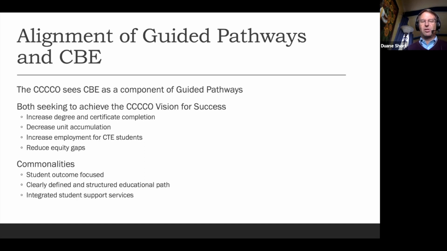Both of these are focused mainly on student outcomes: how can we help students get to where they're trying to get? That's the clearly defined and structured educational path. How do we help them achieve their outcomes, whether that's an educational goal or a career preparation goal? And there's the idea of integrating student support services with instruction as a student proceeds through their path. Instead of having these are your classes and these are some services you can use, they're much more integrated into the learning experience. So those things are in common.